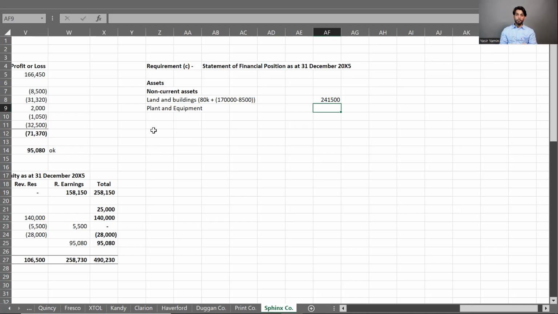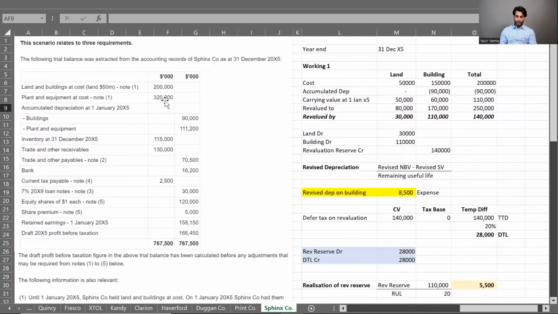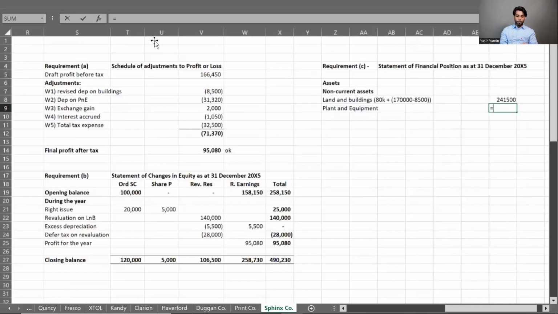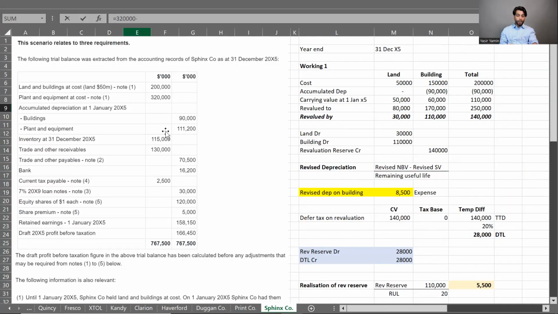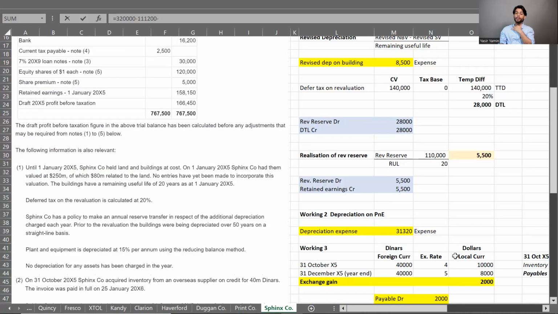Very good. Now, what about plant and equipment? If you go back, your plant and equipment had a cost of 320,000. It already had an accumulated depreciation of 111,200, and then you also made some depreciation during the year of 31,320. So technically, what should be your net book value to be reported in your financial statements? That should be 177,480.